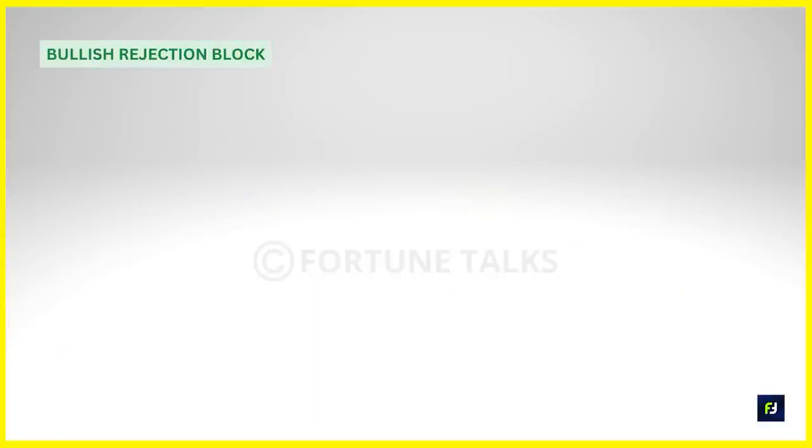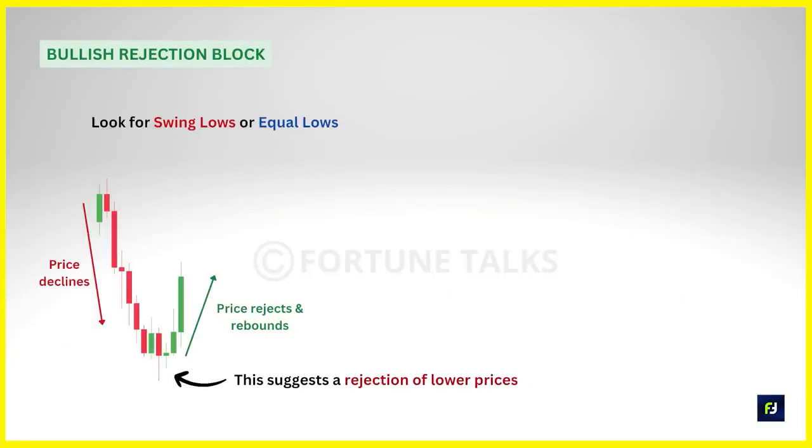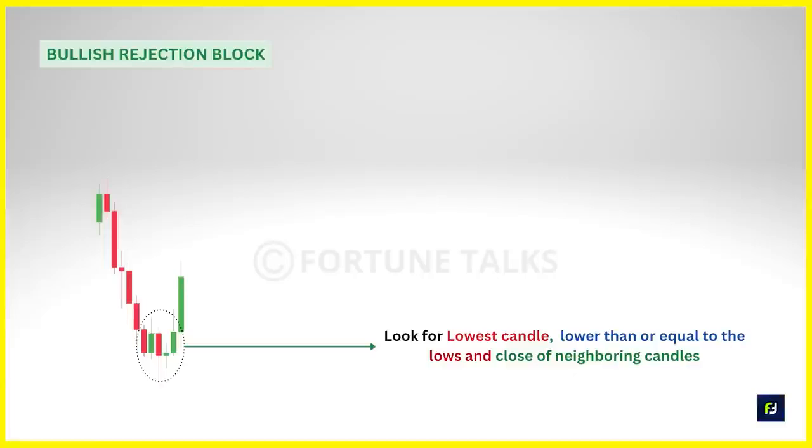Now, let's talk about bullish rejection blocks. A bullish rejection block is formed when the price quickly drops to a low point but then rebounds sharply, suggesting a rejection of lower prices and a potential upward trend. So effectively, for a bullish rejection block, we are looking for a swing low. That is, we have to find the lowest candle whose low and close prices are lower than the low and close prices of the neighboring candles respectively. In that case, the tail or the wick of this lowest candle will be our bullish rejection block.